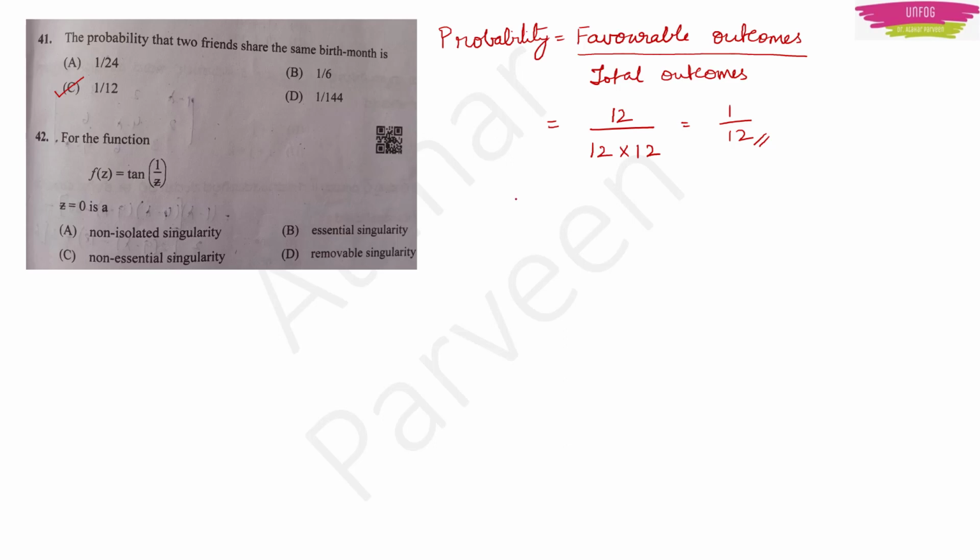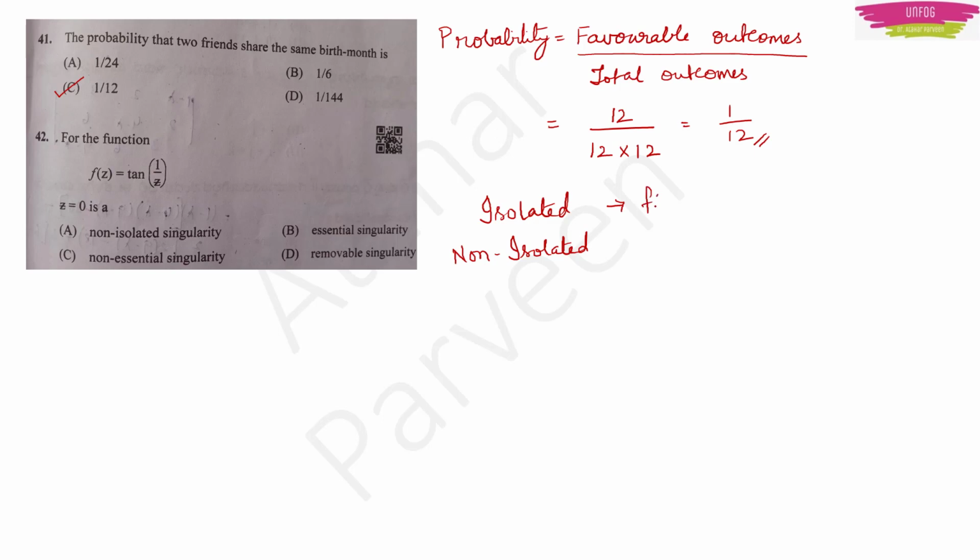Now there are two types of singularities. One is isolated singularity, the other one is non-isolated singularity. In isolated singularity, we will have removable singularity, pole is also one type of singularity, and essential singularity. This belongs to isolated singularity. Now what is isolated singularity and non-isolated singularity? If we remember this, things will become easy for us.